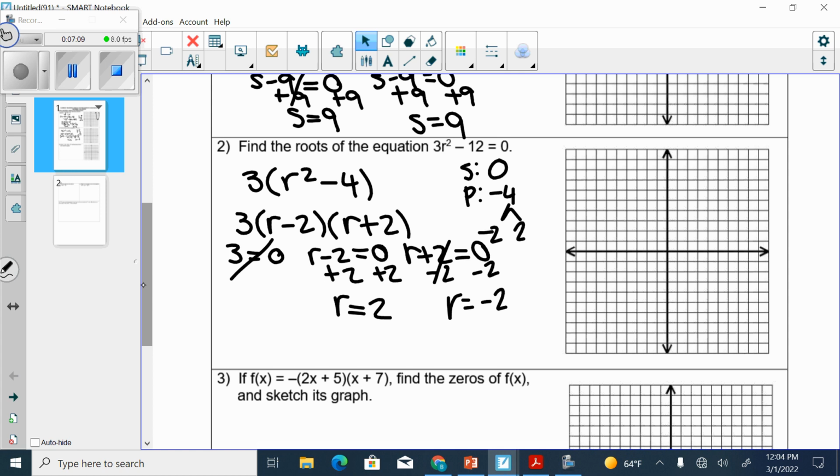2 different answers. Okay, so I need to come over here and graph those. All right, so I have one at negative 2 and one at positive 2. And what did we say that this looks like? A U, and it has to go through both of those points, right? So you just need to make sure that your parabola hits both of the points that we just drew. So something like that.